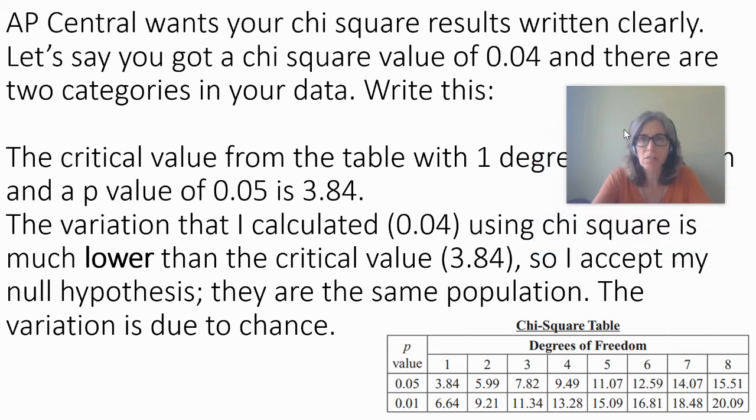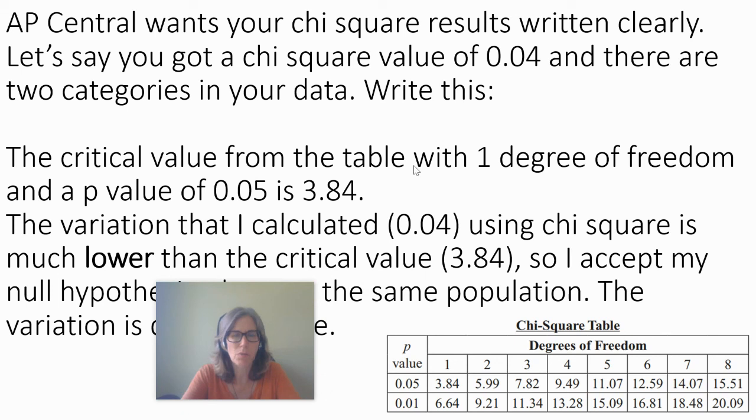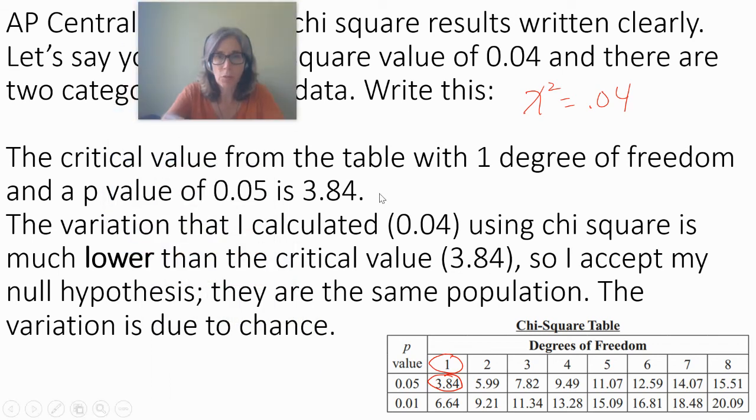AP really wants you to write this stuff out clearly, exactly the way they want it, or more or less the way they want it. So let's say you did all your math and you ended up with your chi-square value equal to 0.04. And you had 2 categories, so that means your degrees of freedom is 1. And so your critical value is 3.84. So here's the way I want you to write it. The critical value from the table with 1 degree of freedom and a p-value of 0.05 is 3.84. Did you see that? The critical value, that's this, from the table with 1 degree of freedom, p-value of 0.05, they come together at 3.84.